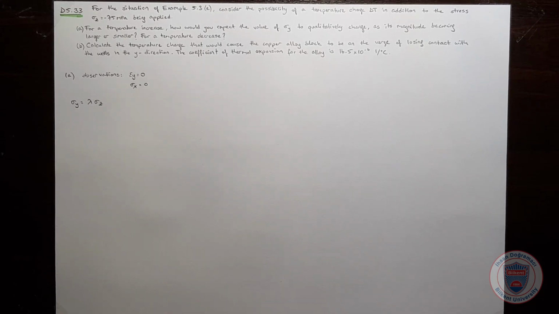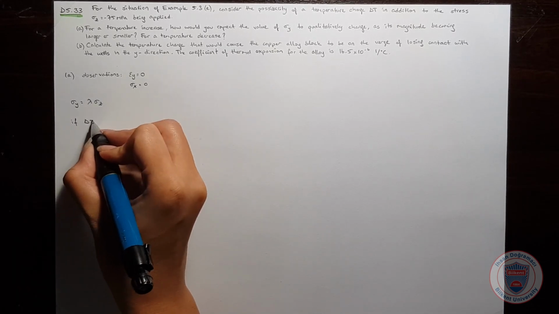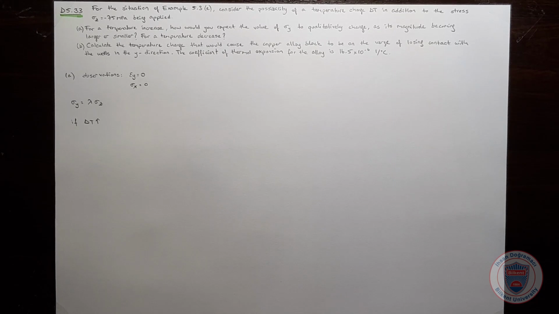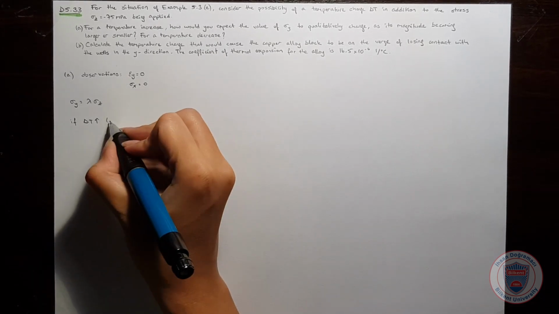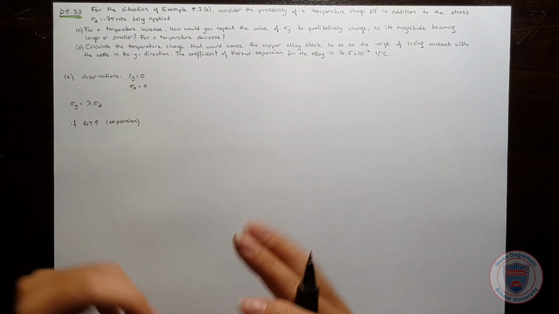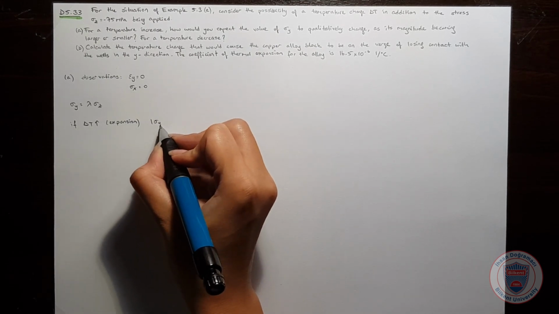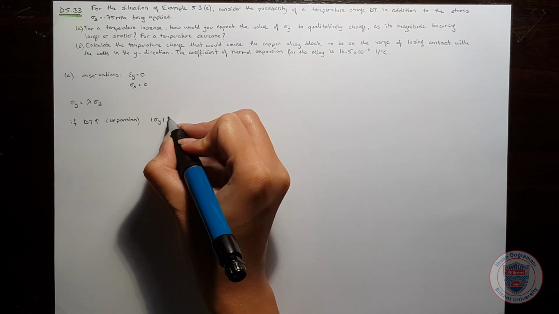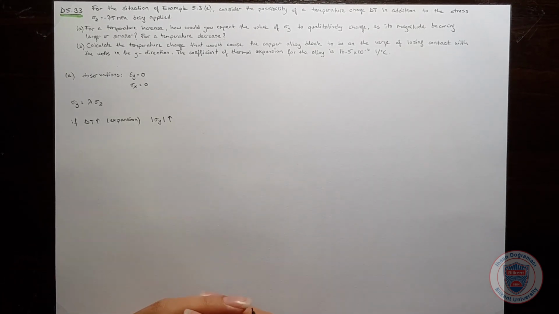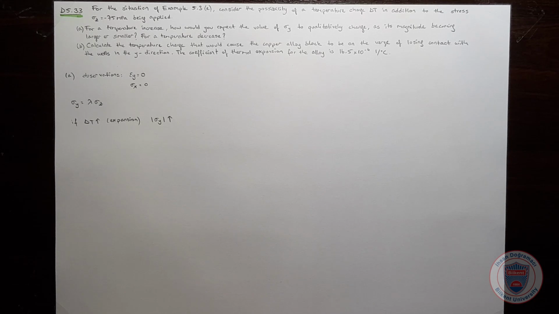Using this information, we can say that if we increase the temperature, which is expansion, the material will try to expand. The value of sigma y will also increase, because even though the material tries to expand, the rigid walls will try to prevent this movement, so the value of sigma y will increase.